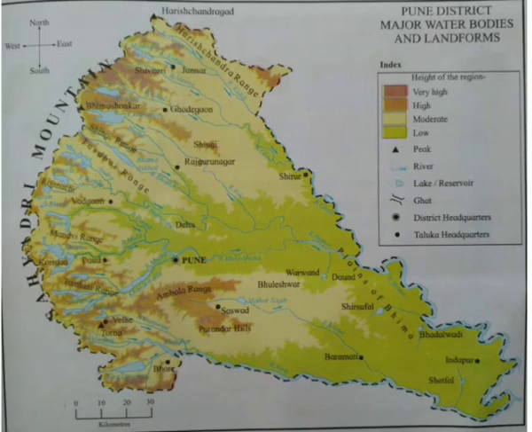Now, this map shows you the water bodies and landforms in our district. The water bodies are shown in blue. Landforms are shown in different colors. These colors are given according to the height of the region. Now children, this is the map for Pune district, showing major water bodies and landforms. You have to study this map carefully.